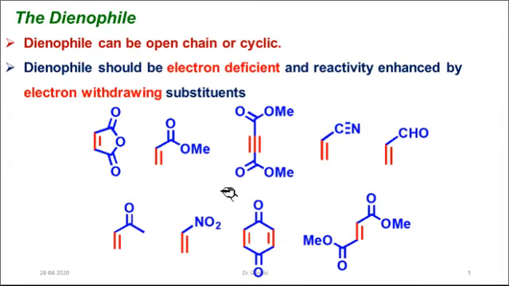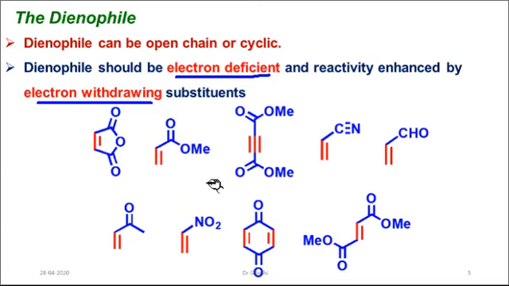Now come to the dienophile. A dienophile can usually be open chain or cyclic. Since the dienophile is an electron acceptor, it must be electron deficient, and the reactivity of the dienophile can be enhanced by increasing the electron withdrawing nature on it. A number of dienophiles are shown in this slide.